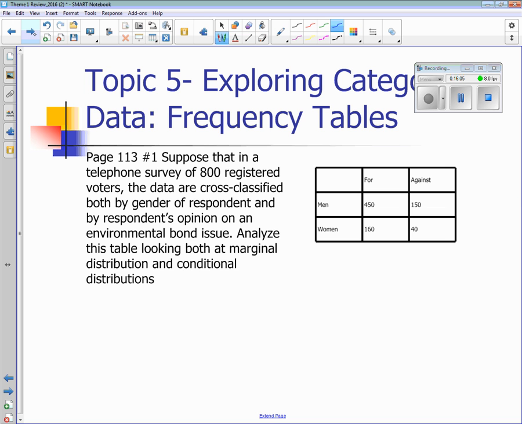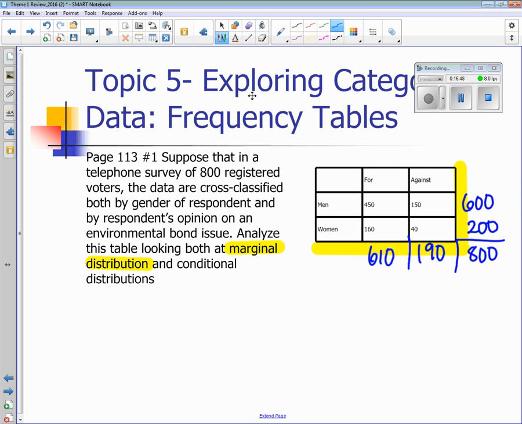Last couple of questions. We talked about this during Flex as well. Let's just make sure we did it correctly. Marginal distributions means you're working in the margins, so you need to find the margins. We have 600 men and 200 women, for a total of 800 people. You have 190 that are against this bond issue, and 610 that are for it. When it asks for a marginal distribution, we're looking at which category. Are we talking about gender, or about opinion? We can look at both marginal distributions.